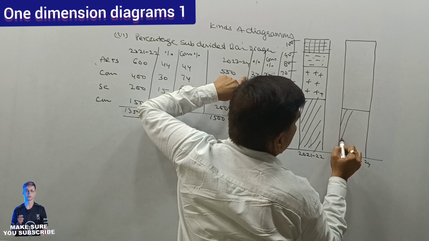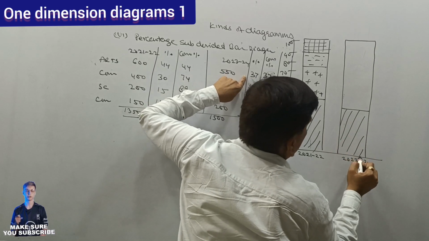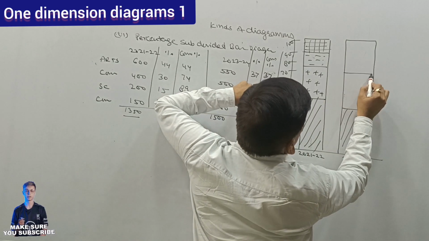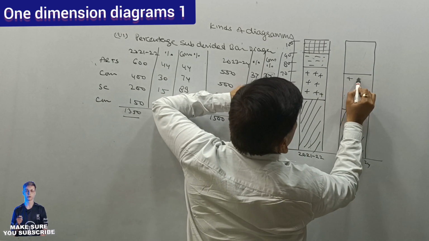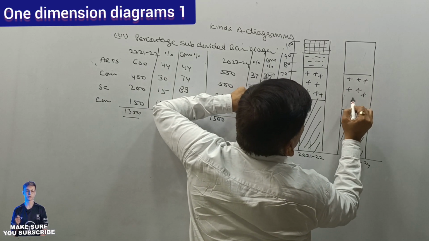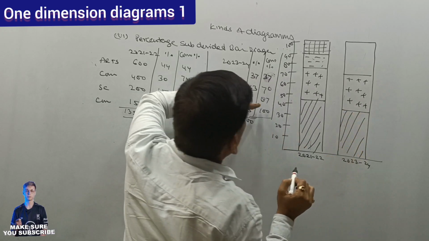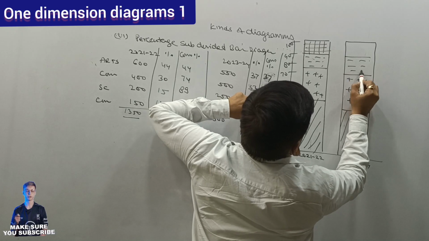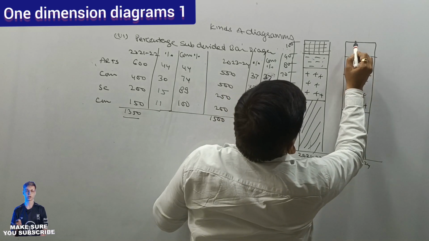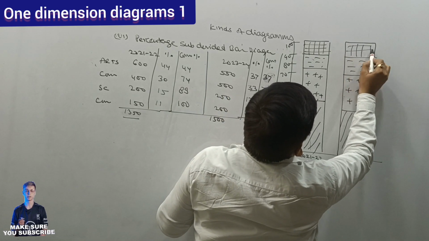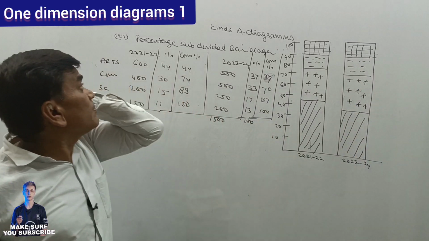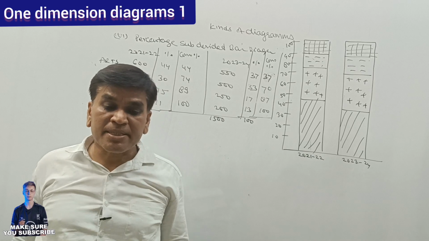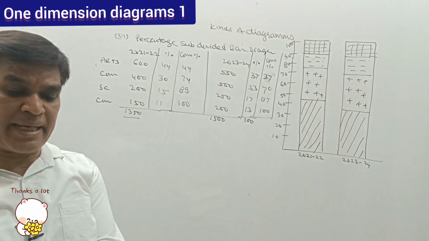So the arts percentage decreases. Commerce, that cut is 70. Commerce is this. Now 87, 80 plus 7, that is the science value. Science increases and computer science also increases. So this is called percentage subdivided bar diagram. This diagram is also a one dimensional diagram.